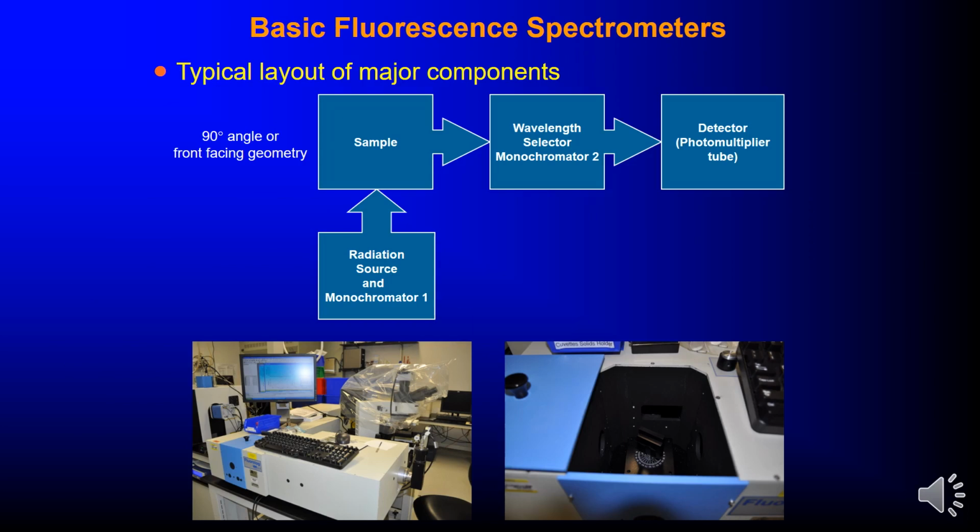So, a basic fluorescence spectrometer. One major thing to remember is that the source of radiation is always at a 90 degree angle, front facing geometry. Then we have the wavelength selector, and then the detector. This is just a sample of a fluorescence spectrometer. You can see the inside here.